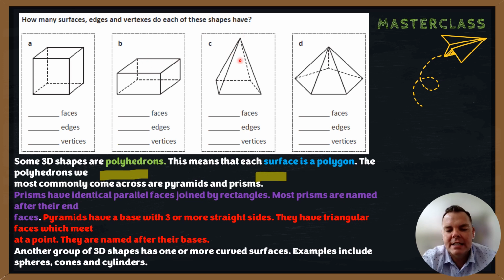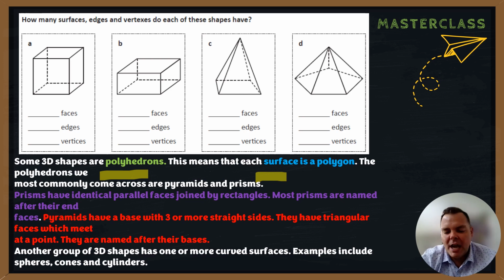And this ends in an apex or a point. So out of these four shapes, this one ends in a point and this one ends in a point. When all those angles end in a point like that, we call those pyramids. So these two are prisms, these ones are pyramids, okay?